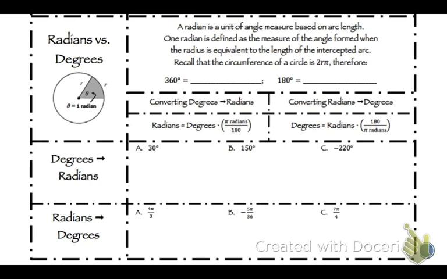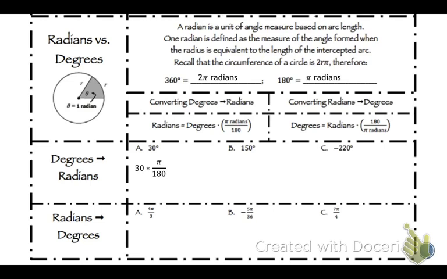Okay, and so that means there are 2 pi radians in a circle, which is 360 degrees equals 2 pi radians, which means that 180 would equal pi radians. Okay, so to convert from degrees to radians, you multiply by pi radians over 180. And then to convert to degrees from radians, it's 180 over pi. So degrees to radians, we're just going to take that 30 and multiply it by pi over 180. You can do this in your calculator.